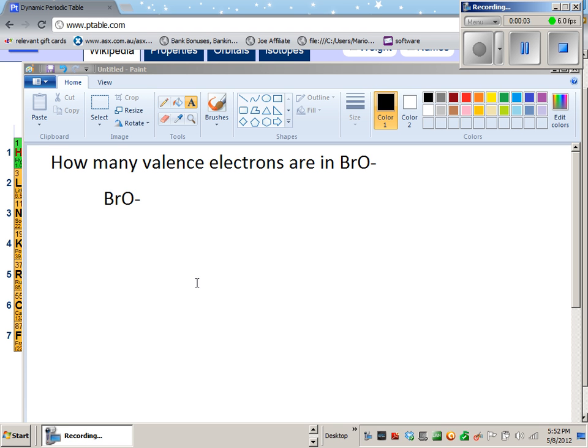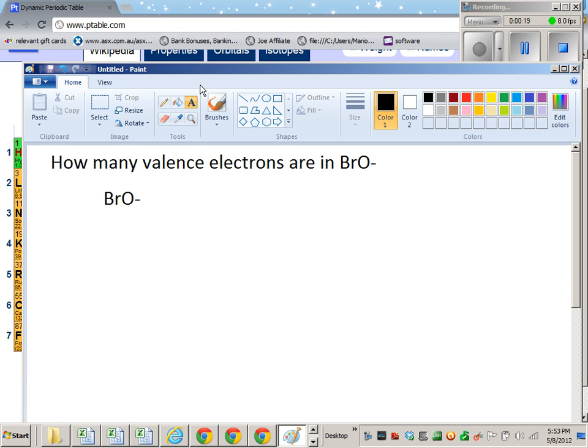The periodic table gives you a lot of assistance in figuring out how many valence electrons there are in a particular covalently bonded system. So let's consider BrO minus. Really what you're looking at when you see this is that you have a bromine, an oxygen, and a minus charge. And these are all clues as to how many valence electrons there will be in the final system. So let's go look at the periodic table and figure out from it how many valence electrons come from the bromine, the oxygen, and from the minus charge.